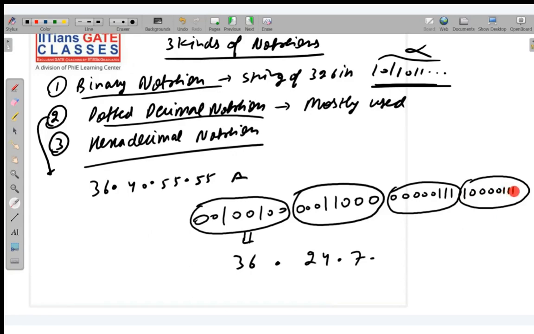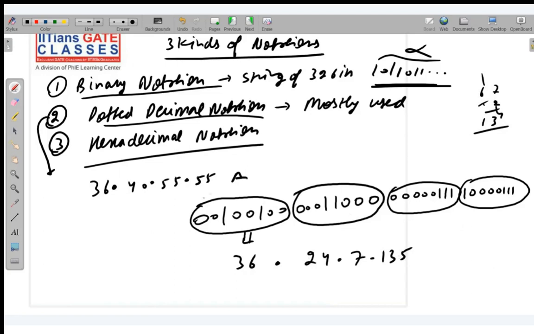67, after that we have 167 into 2. What will we get? 67 into 2 plus 1, right? So 67 into 2 is 135, plus 1 also 135. So 36.24.7.135, like this you will write.